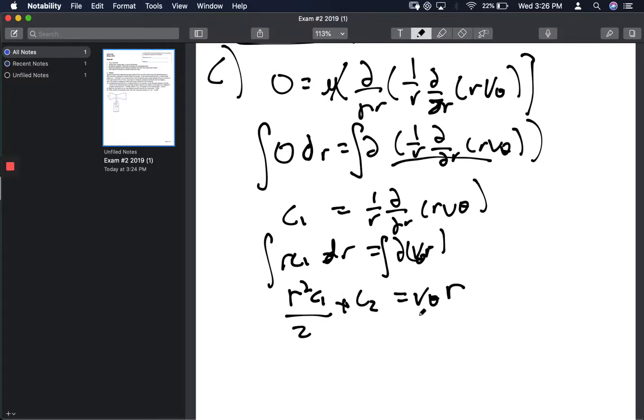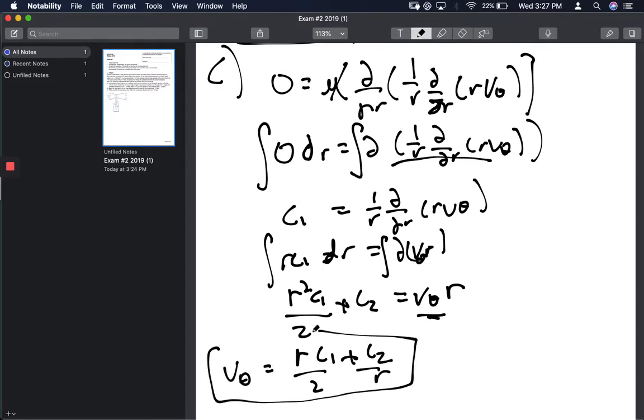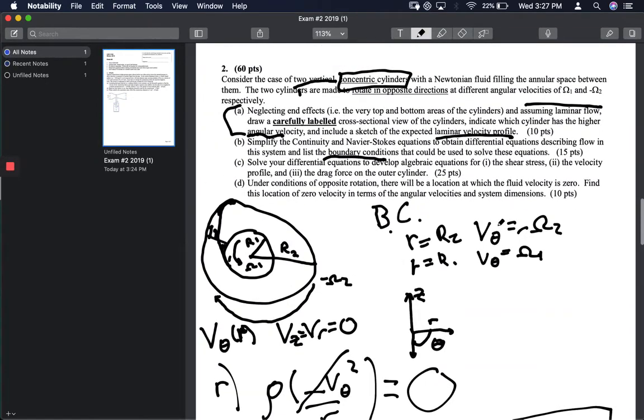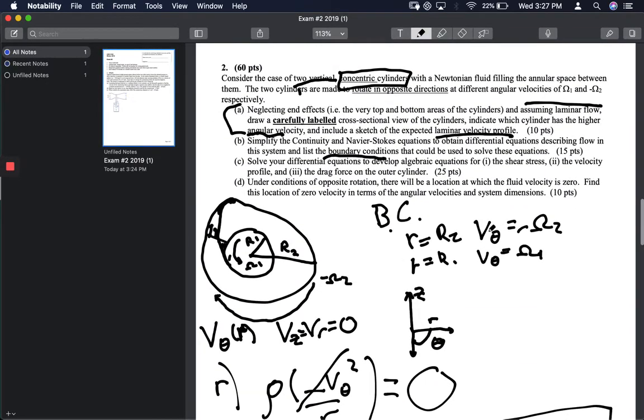And we're going to want to isolate this vθ, so we'll just divide both sides by r. r C1 over 2 plus C2 over r is equal to vθ. All right, so this, I think, satisfies part 1? No, that is just the velocity. That is just the velocity profile, I believe.